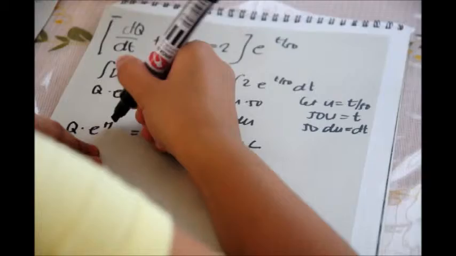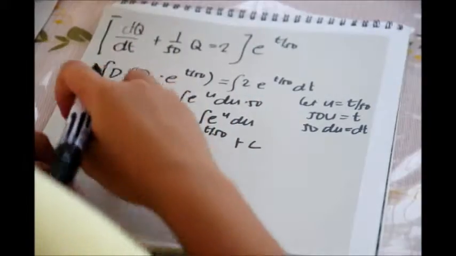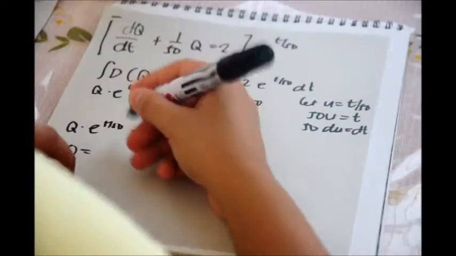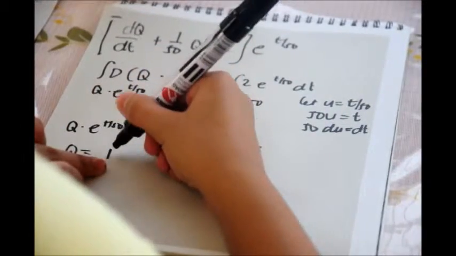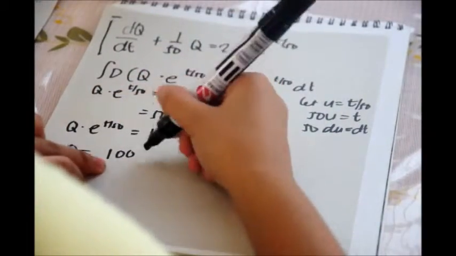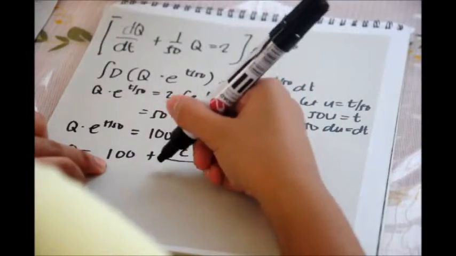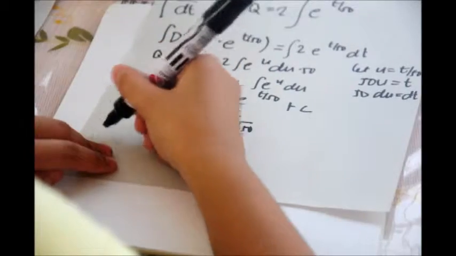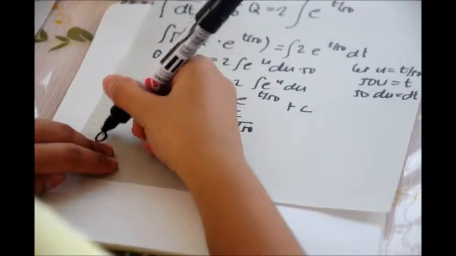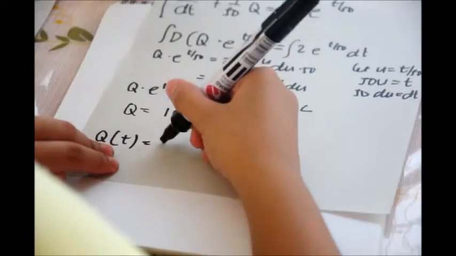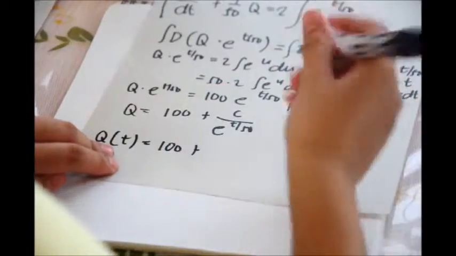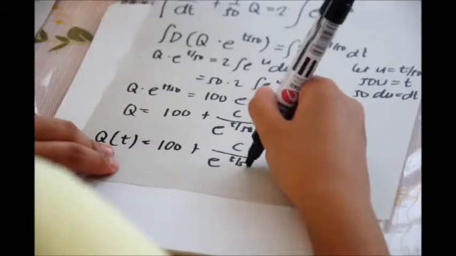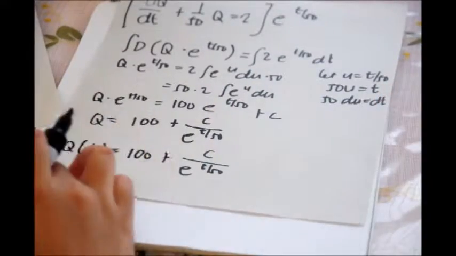So let's bring down the e to the t over 50, so it becomes Q is equal to 100 plus C over e to the t over 50. So it can also be written as, for any time t, Q equals 100 plus C e to the negative t over 50. So we now have this equation.